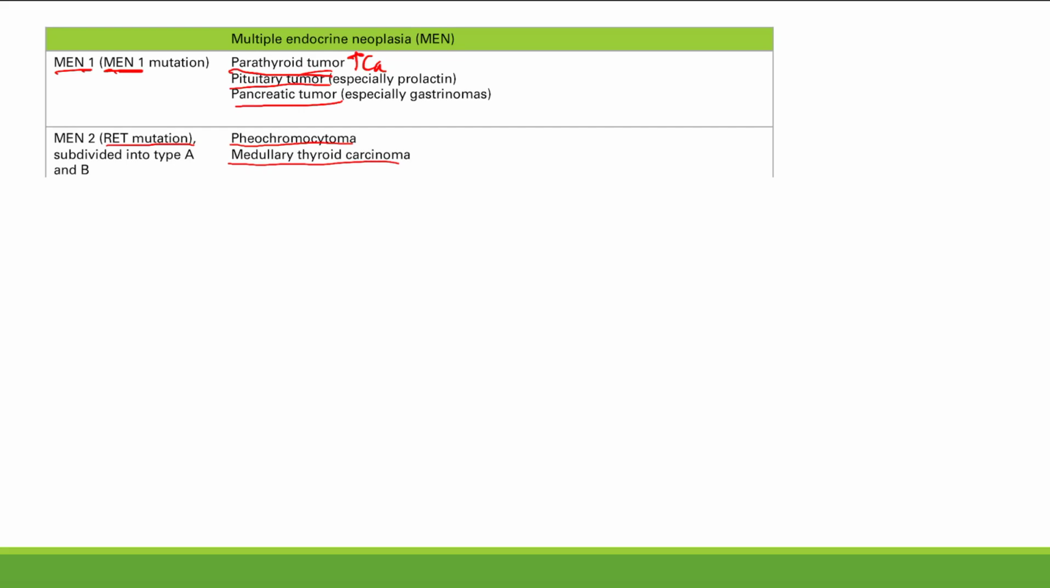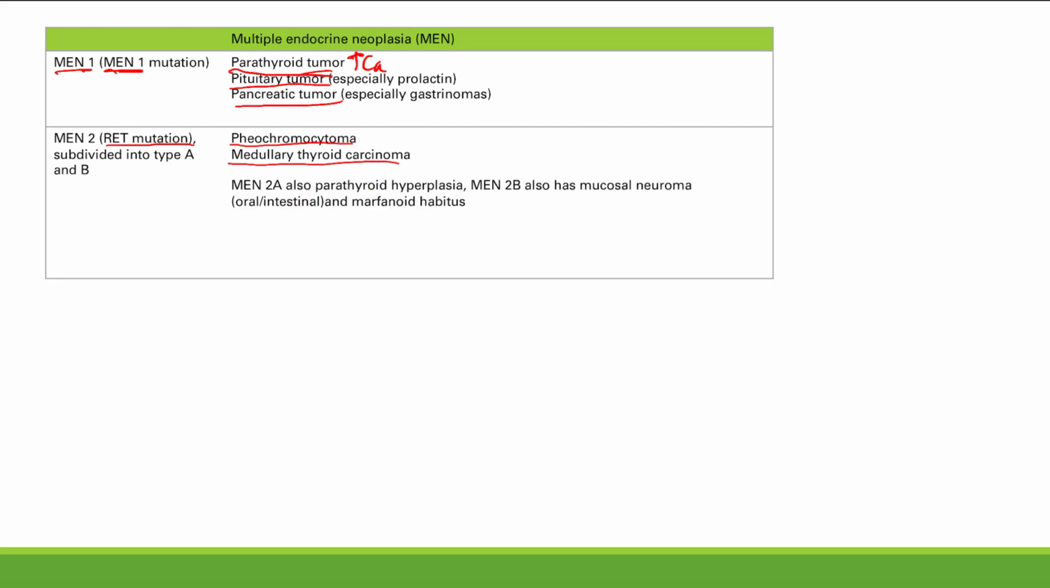Pheochromocytoma, what I just told you, has those very characteristic symptoms. Episodic, remember the key word is episodic: hypertension, headaches, palpitations, sweating. And the medullary thyroid carcinoma, what hormone do we say was released from this? Remember, it's calcitonin. And finally, MEN2A is going to have parathyroid hyperplasia. MEN2B has a mucosal neuroma. So mucosal, like oral or intestinal, both of those have mucosa.